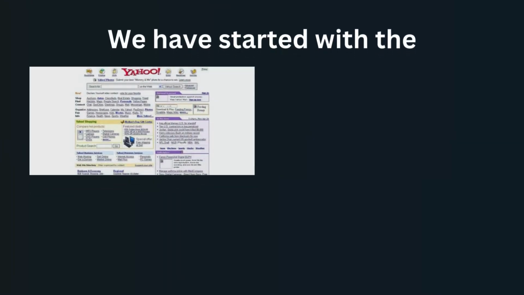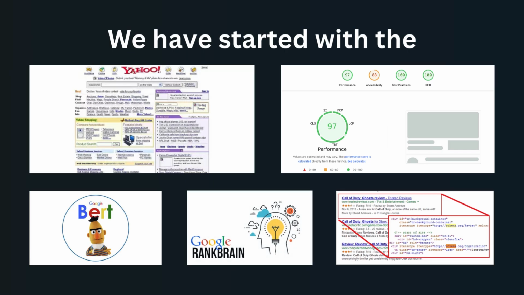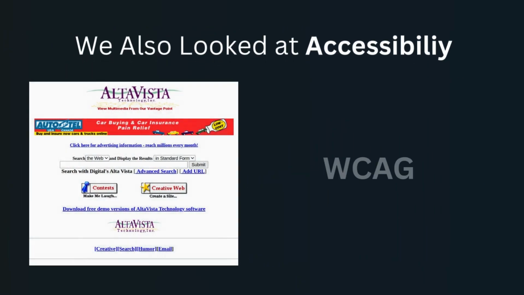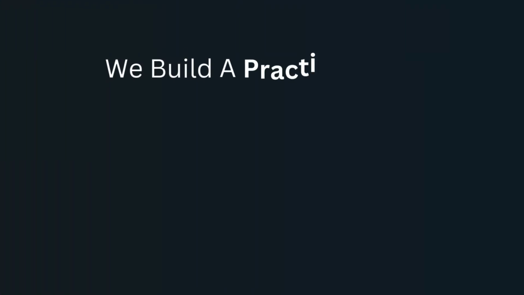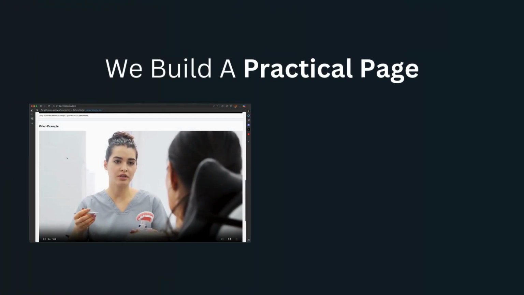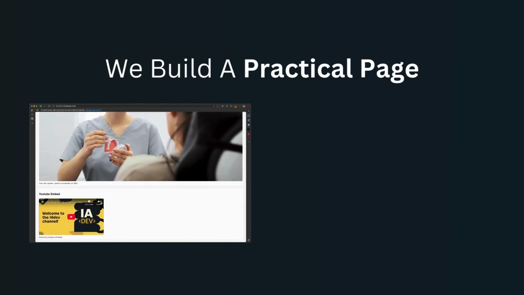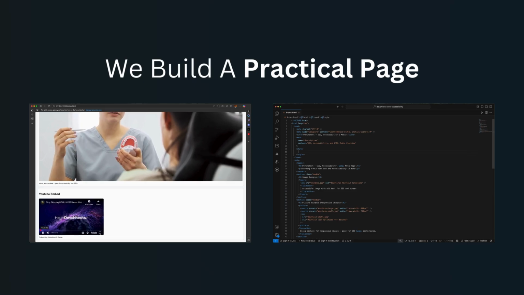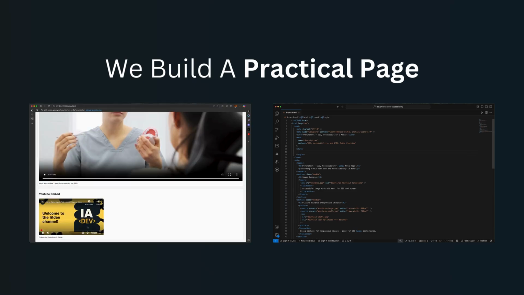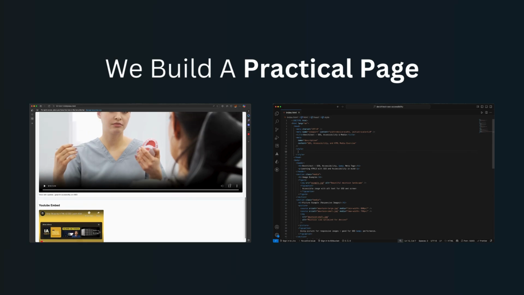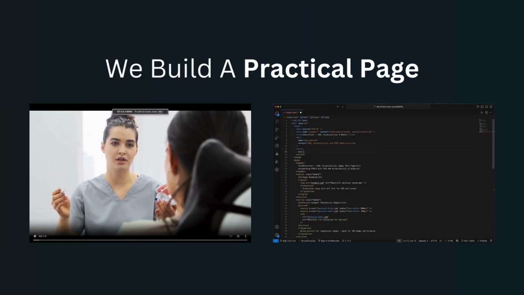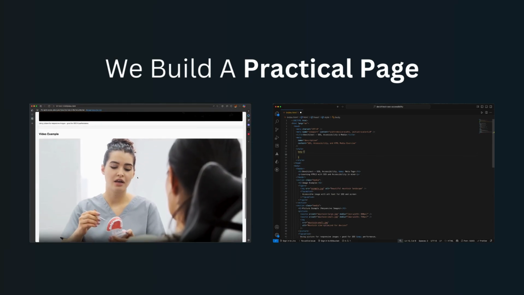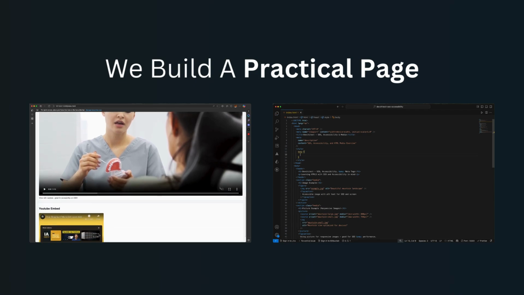And that's it for today. We started with the history, present, and future of SEO. We also looked at accessibility and why it's becoming essential. Then, we built a practical page using media tags: image, picture, video, and iframe. We also added some basic CSS styling to make the page look clean. In the next video, we'll explore the history, present and future of CSS, and then we'll dive into more hands-on CSS basics, including styling forms and inputs.